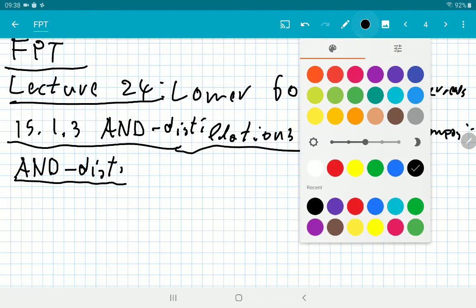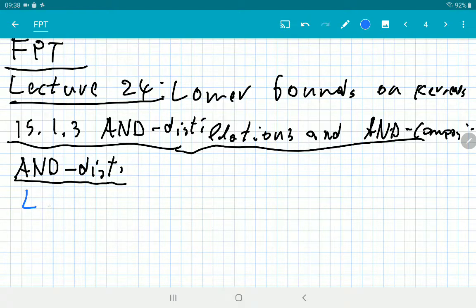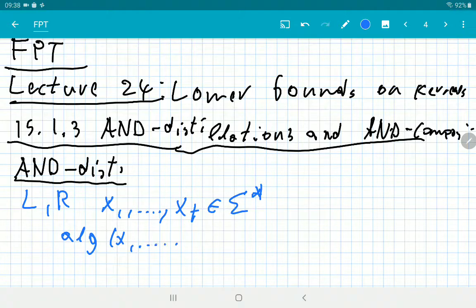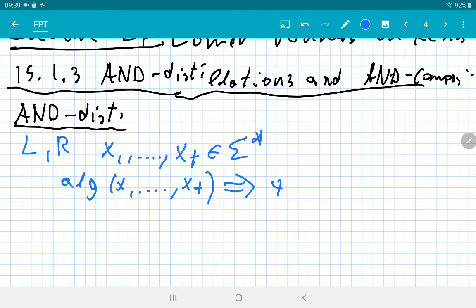So this is where we have two languages, L and R. The basic idea is that we have many inputs, x1 to xt, that are strings. And we have an algorithm that takes all those strings and generates a new string, let's call it y.